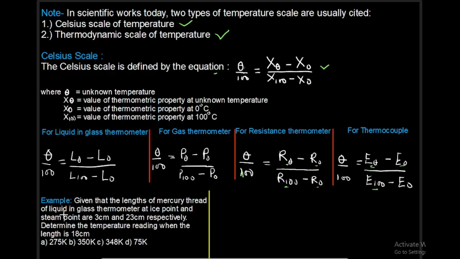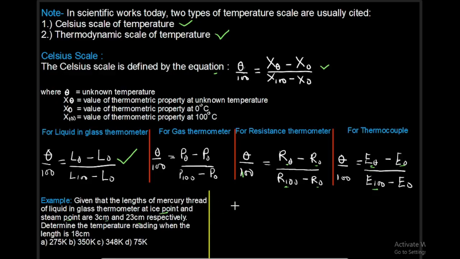Now looking at this example here, they said given the length of mercury thread of liquid in glass thermometer at ice point. In this case we are talking about a liquid in glass thermometer, so we'll be making use of this equation. Our X now is going to become L. They said given that the length of mercury thread at ice point and steam point are 3 cm and 23 cm respectively. So it simply means ice point is 3, steam point is 23. Ice point is what we refer to as 0 degrees Celsius, and steam point is 100 degrees Celsius.